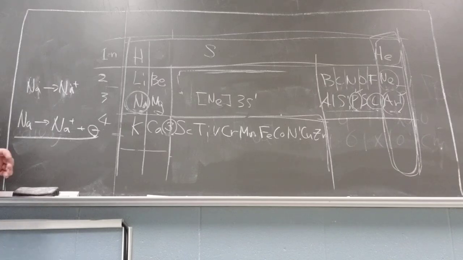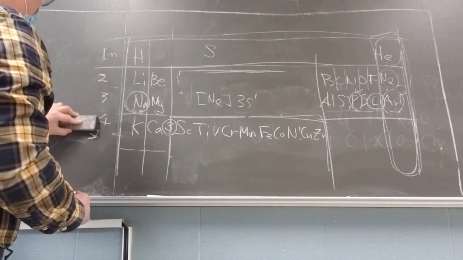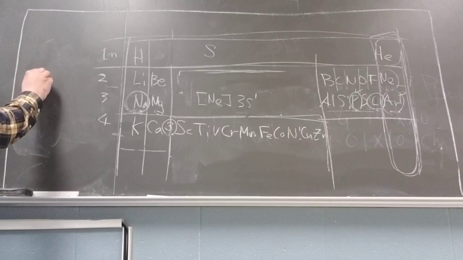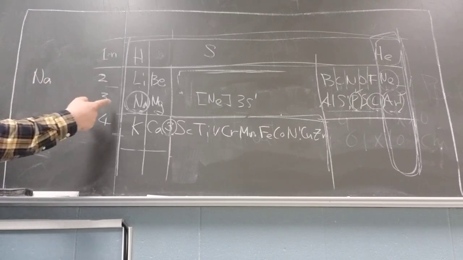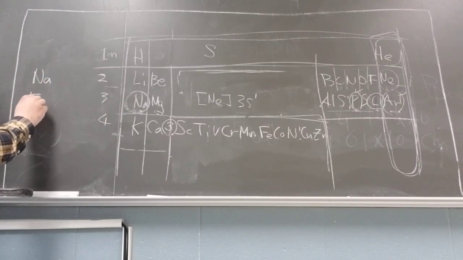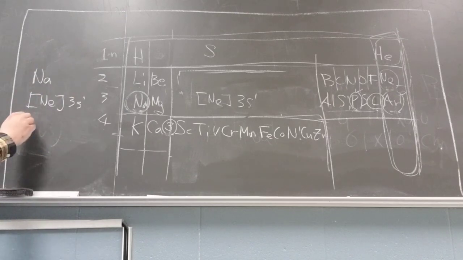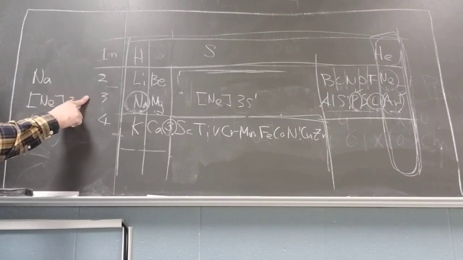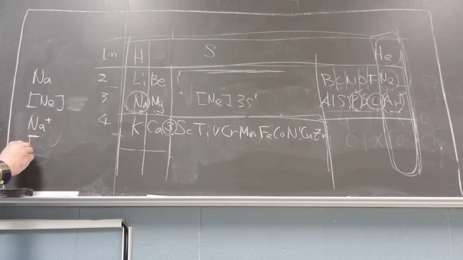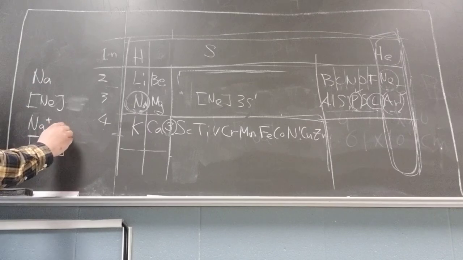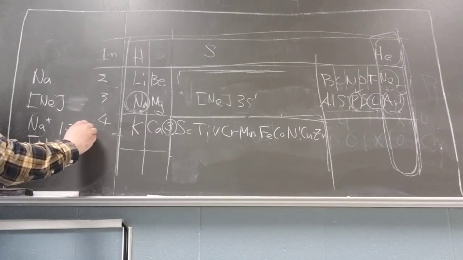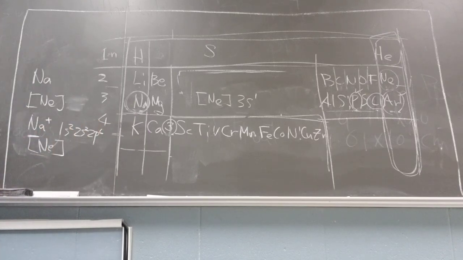Okay? So if you look at the sodium, the electron configuration for this one will be what? Just neon 3s1, right? For the sodium cation, where 1 electron is gone, it will be just neon in bracket, which is also the same as what? 1s2, 2s2, 2p6.